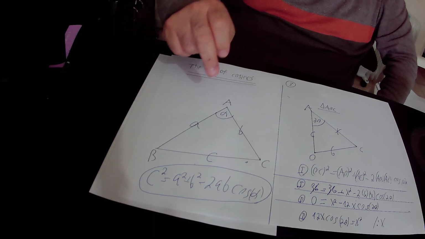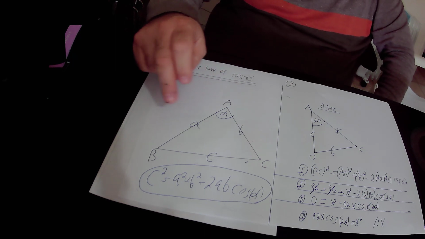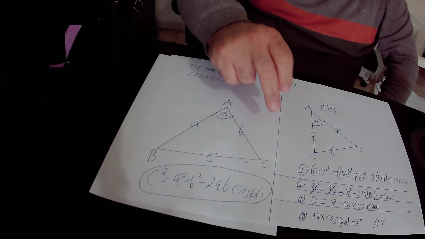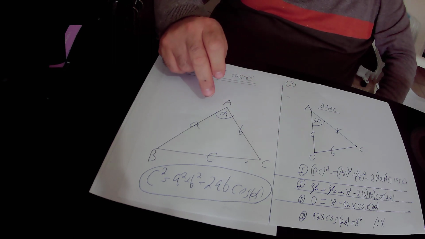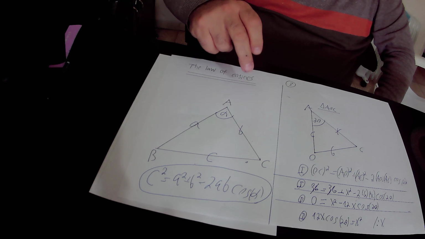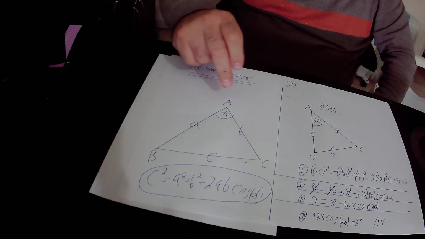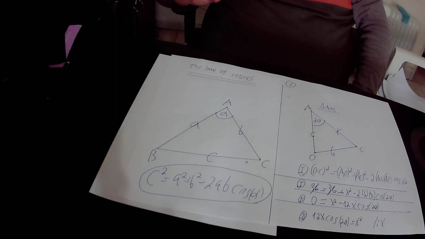Then, according to the law of cosines, we get that C squared equals A squared plus B squared minus 2 times A times B times cosine alpha. Again, C squared equals A squared plus B squared minus 2 times A times B times cosine alpha.